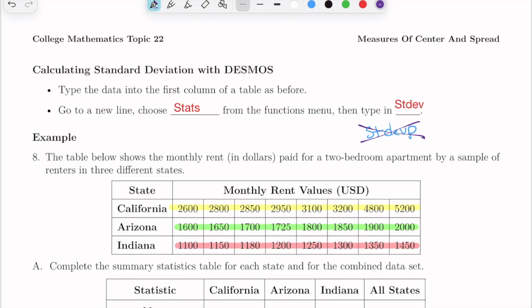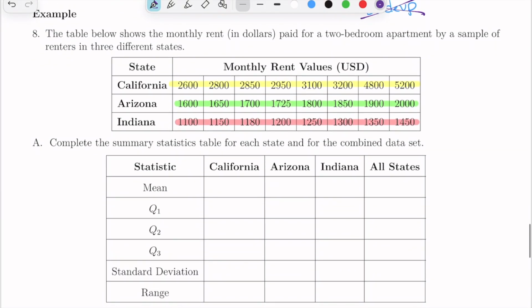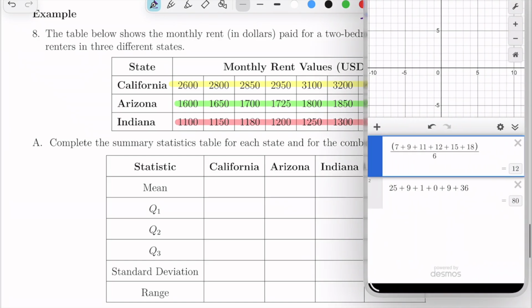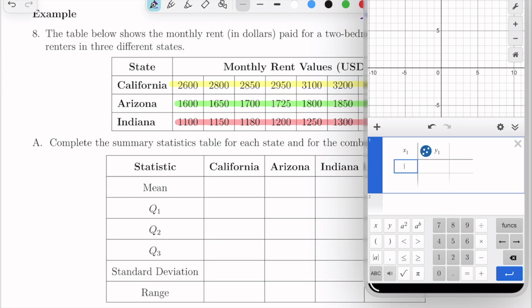Okay. So let's go ahead and we're going to calculate some of these statistics for this data set. This is the monthly rent values of a sample of several places in 2-bedroom apartments from 3 different states. I'm going to go through and do these one at a time. We'll do California first, and then Arizona, and then Indiana. So let's clear out our calculator. And now I'm going to go to table, and I'll just type in all of California.